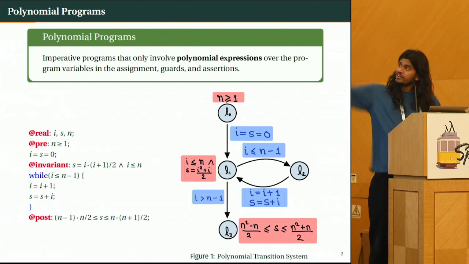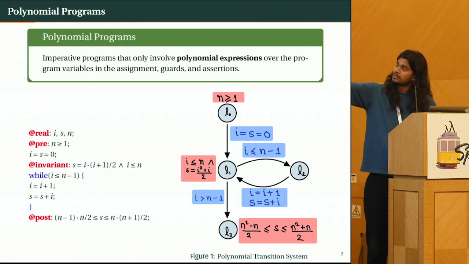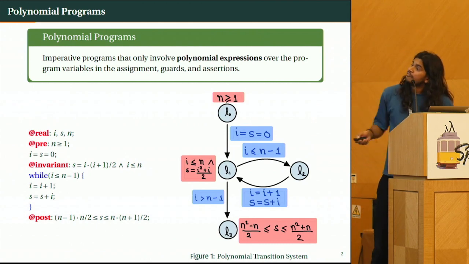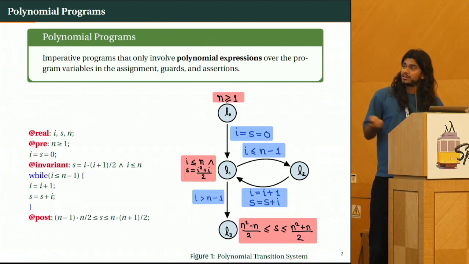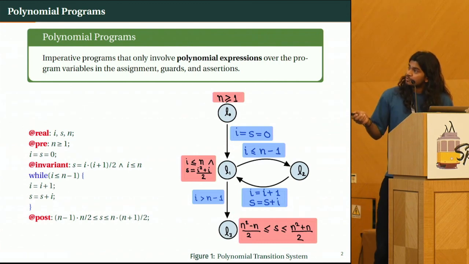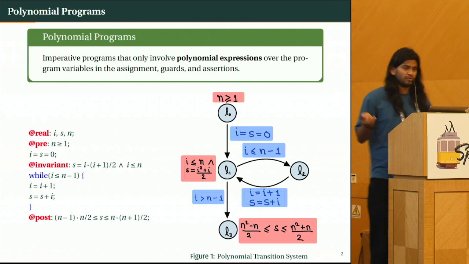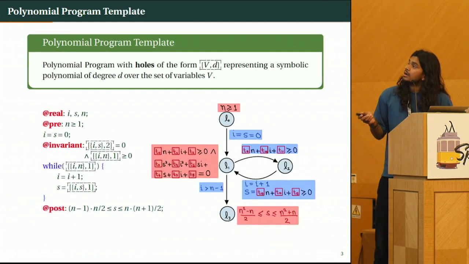So what are polynomial programs? They are imperative programs which look like this, where everything is basically polynomial. The assignments are polynomial, your guards are polynomial, and your pre and postconditions are, of course, polynomial. The first step is that we can convert this into something we call a polynomial transition system, which is simply a control flow graph of this program.